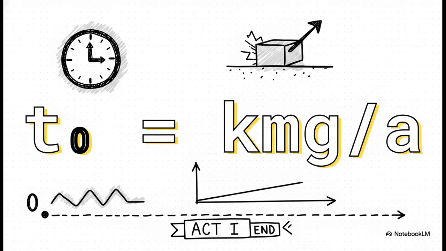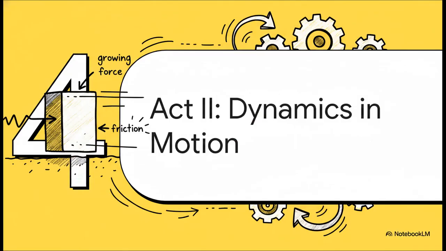This right here marks the end of Act 1. For any time before this moment, the distance traveled is simply 0. Okay, the block is finally on the move. But now that it's sliding, a completely new set of physical rules comes into play. So welcome to Act 2, the dynamics of motion.